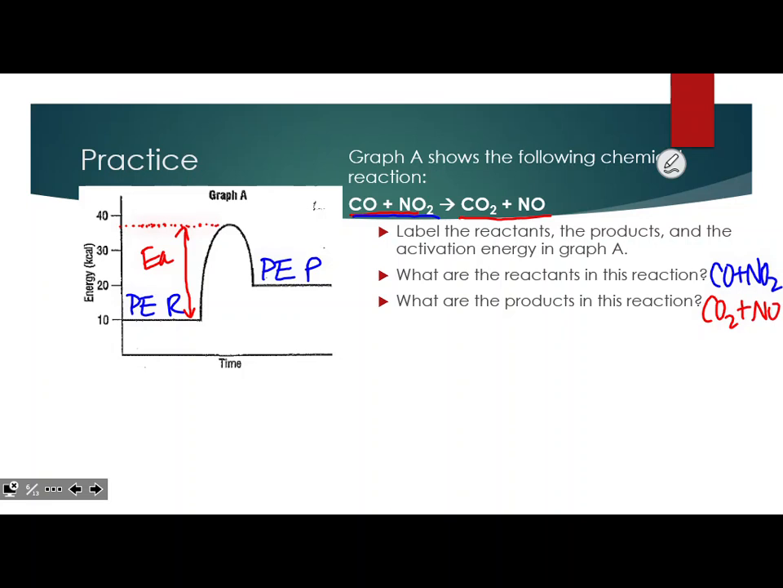CO2 plus NO. Very good. Over here, products. How much energy is contained in the reactants? Now I just go to my graph. Here's my reactant line. How much energy? 10 what though? Let's make sure we get the unit right.